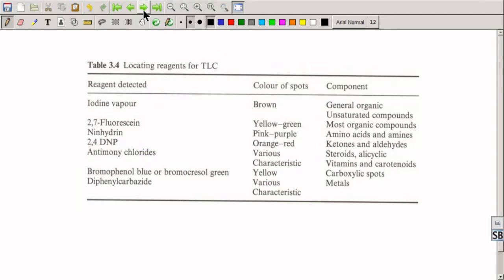Okay, actually, here's some other ones. Fluorescein, ninhydrin, DNP, which I'm not sure what that is for. Antimony chlorides, nasty. Bromophenol blue, and diphenyl carbazide, which is also nasty.